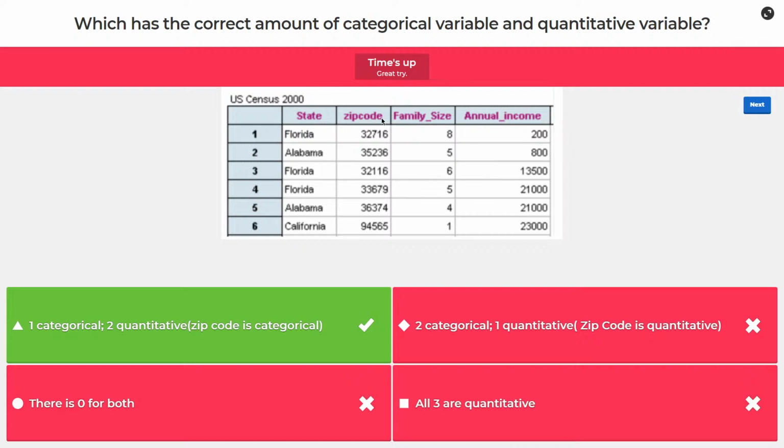So as you can see, state, you can't really find the mean of letters. Zip code, you just can't find the mean of a zip code. Don't get confused because they are numbers, but the numbers can't help you find the mean because it's just classifying where your location is. It has nothing to do with value, just numbers. Okay. Next question.